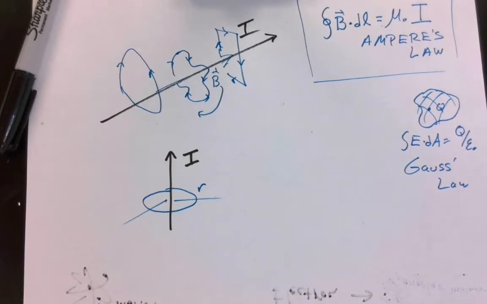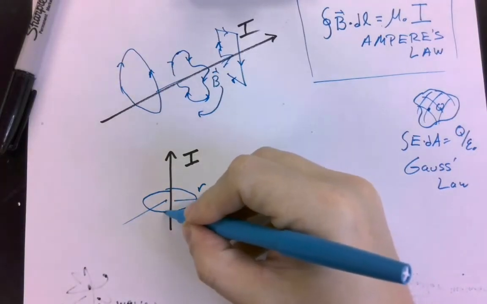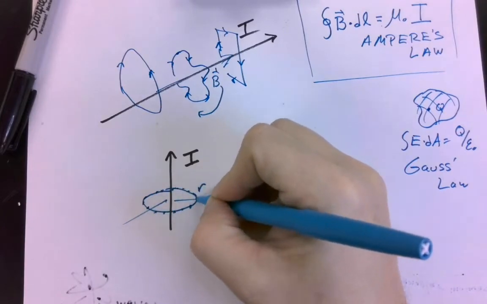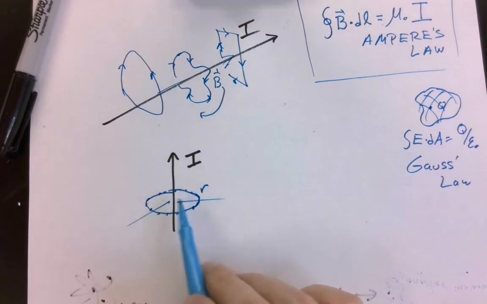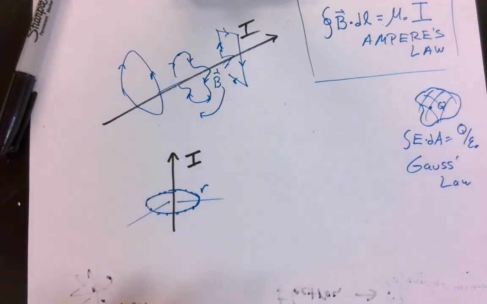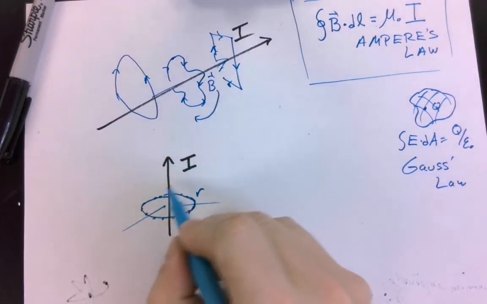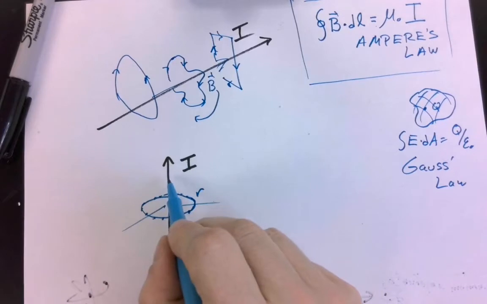We should be able to guess from the symmetry of the situation that B anywhere on this loop has got to be constant. B can't be a function of R because the problem is symmetric with respect to, well, let me say it this way. B can't depend on theta here because the wire looks the same no matter where you are in theta.